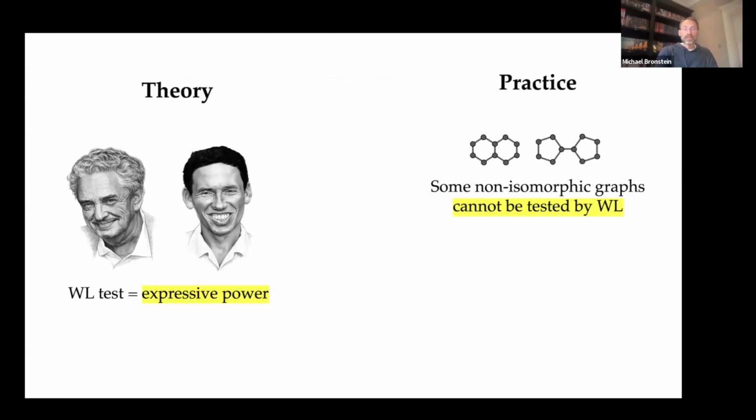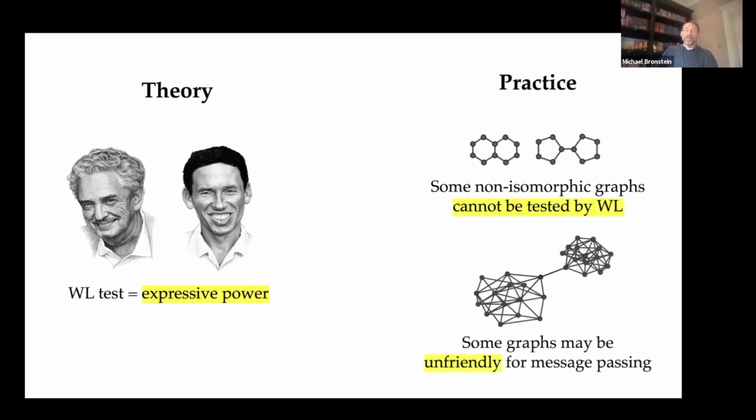What is worse is that from the practical perspective, it appears that some graphs might not be friendly for message passing, because we need to actually send information, and we have finite precision computation. So what might happen is that if I send information from one blob here to another blob here, this information might be lost on the way, right?